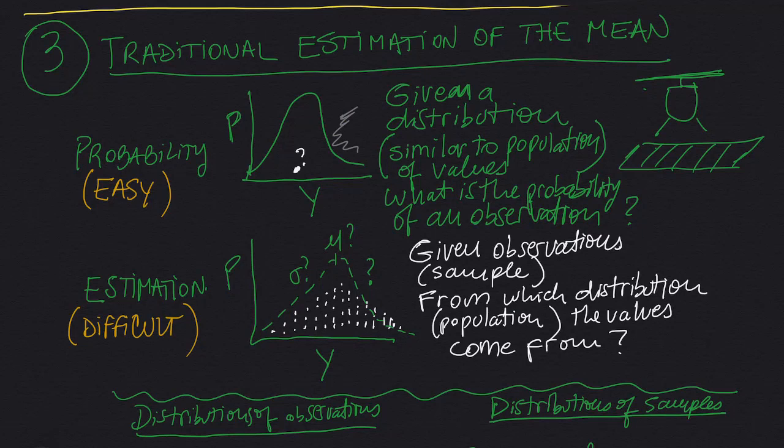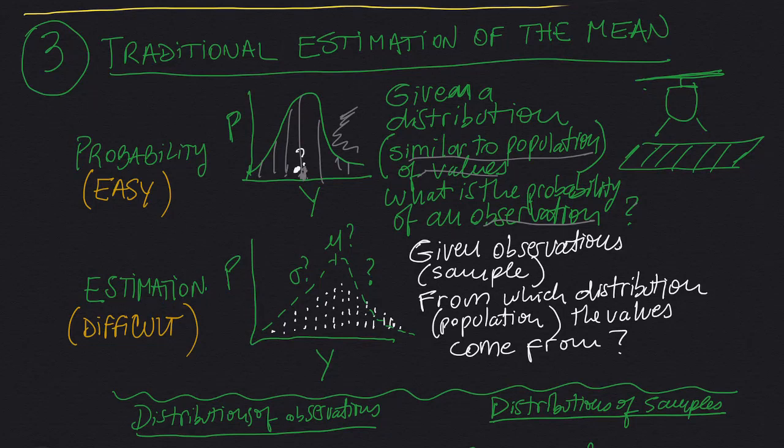which, as I said many times, is similar to considering a population of values, and based on that we determine what is the probability of observing a specific value of the random variable, a specific value of y. Okay, the probability for each value is given by this curve, which is a normal distribution. That's easy to do. That's probability theory.